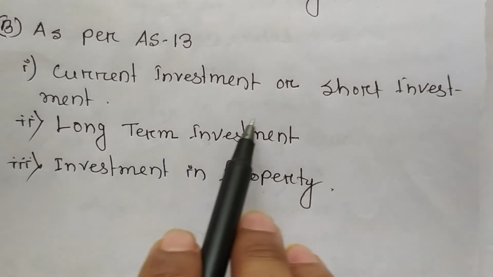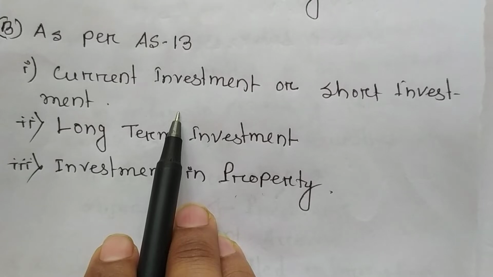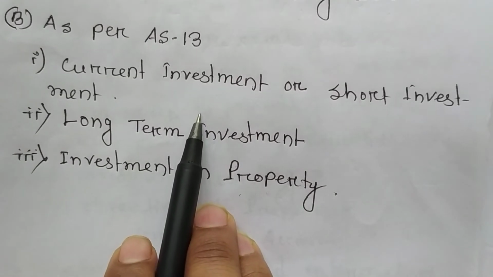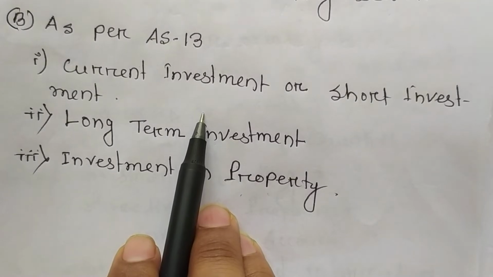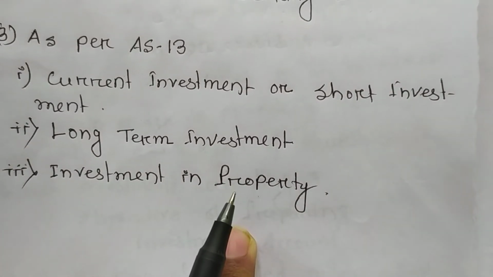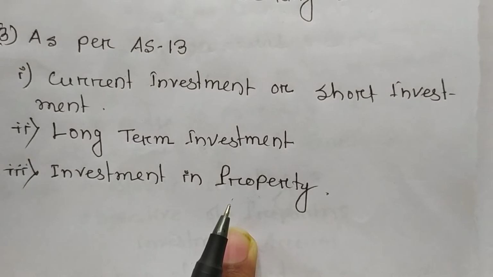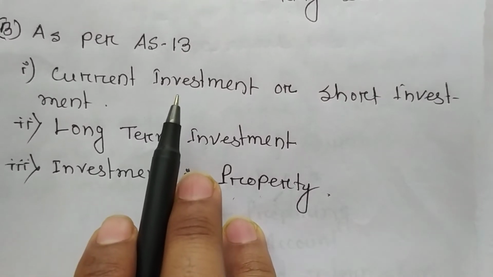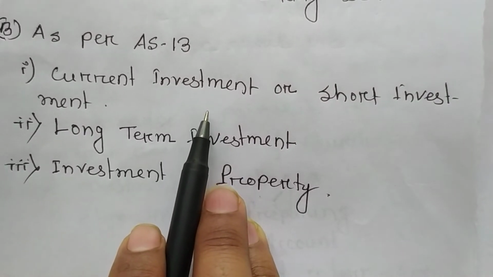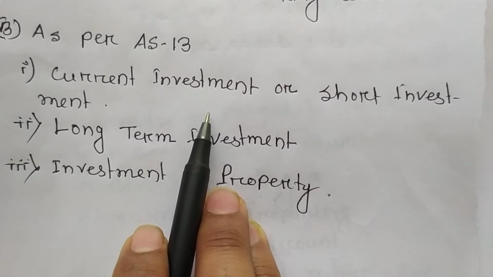Next, look, current investment or short-term investment. The name itself describes the investment which is made and held for a short period of time. That kind of securities will be called current investment or short-term investment. Say for example, investment in money market, say certificates of deposit, commercial paper, bills of exchange. The investment in these kinds of securities will be called short-term investment or current investment. And these kinds of investment are readily realizable. Within a very short period of time, you can realize it in the market and convert it into cash.